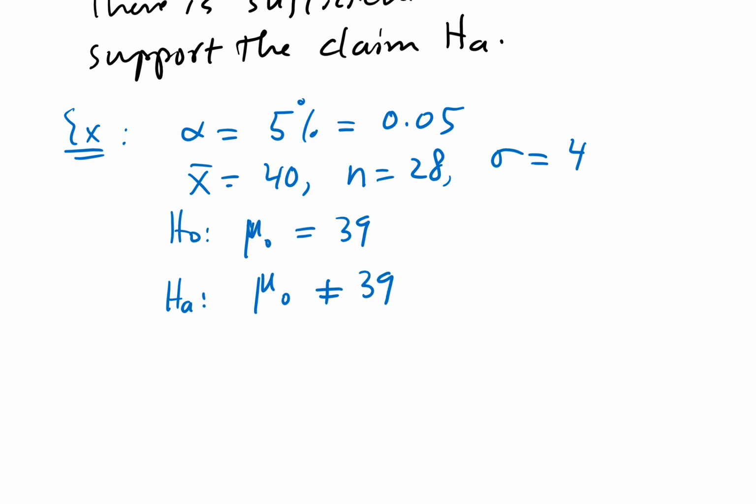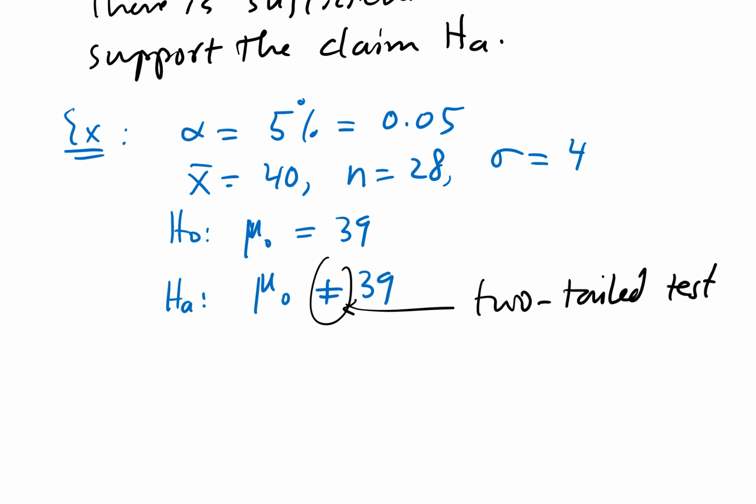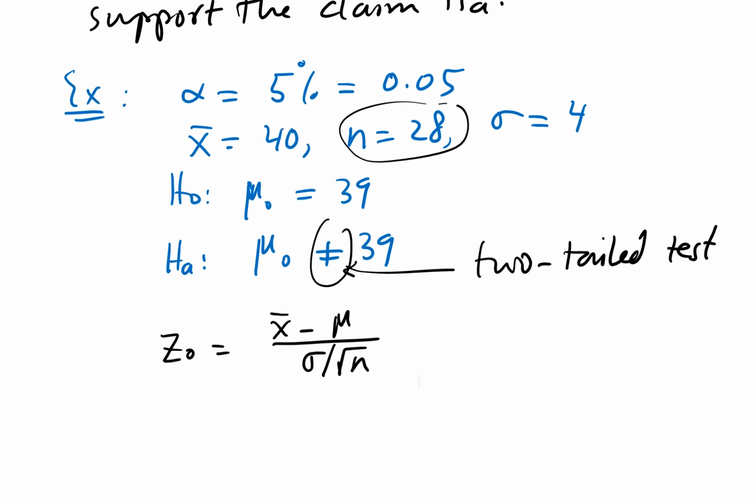So we need to test the null hypothesis. The does not equal tells us it's a two-tailed test. Notice the sample size is big enough, so that's why we can use the one mean z test. We find z0, which is x bar minus mu divided by s over the square root of n.